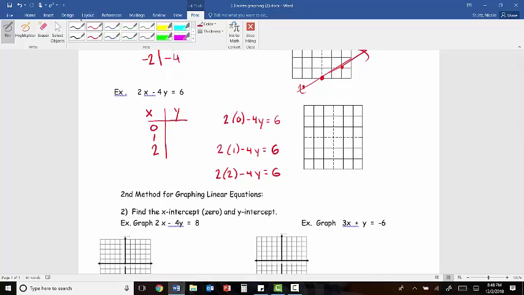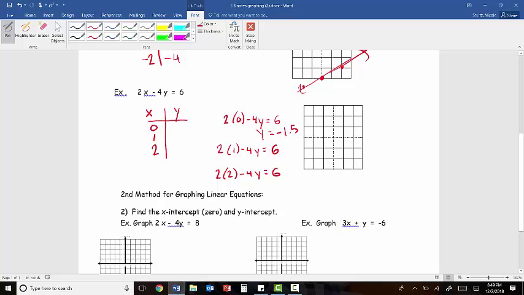In our next example, it's not going to be as convenient just because y isn't all by itself. So we are going to have to do some math after we substitute random values for x. So I just picked 0, 1, and 2. Again, just trying to keep my numbers small and kind of close to the origin. So if I do 2 times 0, that just kind of goes away. And I would divide both sides by -4. And just to kind of save on time, 6 divided by -4 is going to be -1.5.